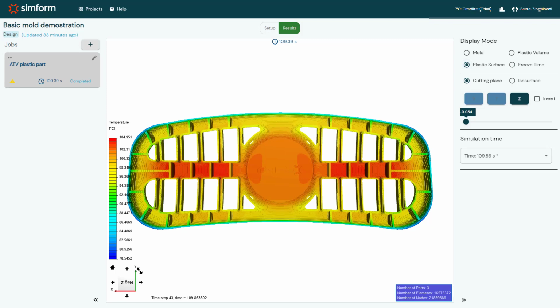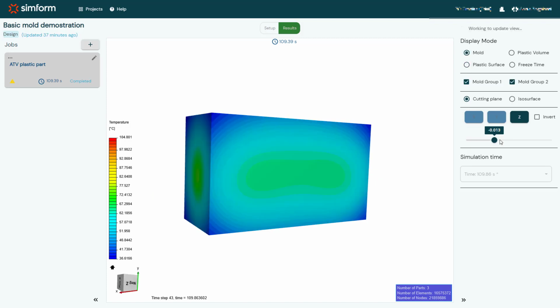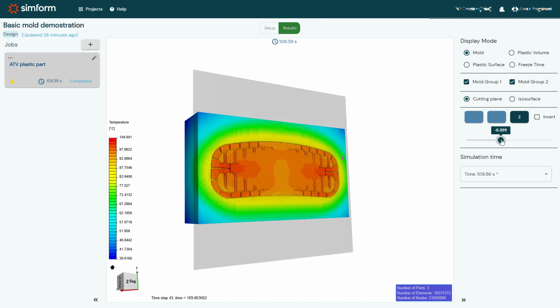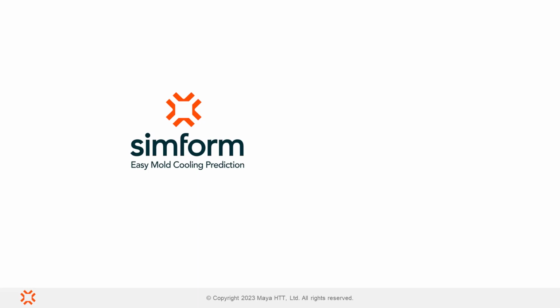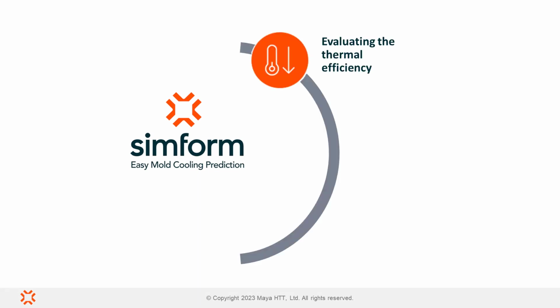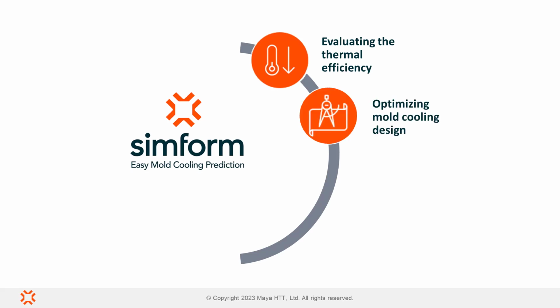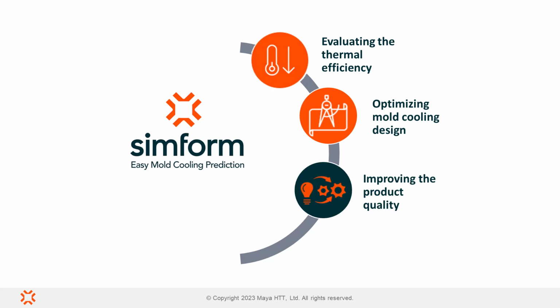The plastic part surface temperature distribution shows that the high temperature zones are located in the central area of the plastic part. I can also select mold and use cutting plane to display the temperature distribution inside the basic mold volume. The basic mold in SimForm allows you to evaluate the thermal performance of your plastic part designs, taking into account the mold material without the need for a fully designed mold.